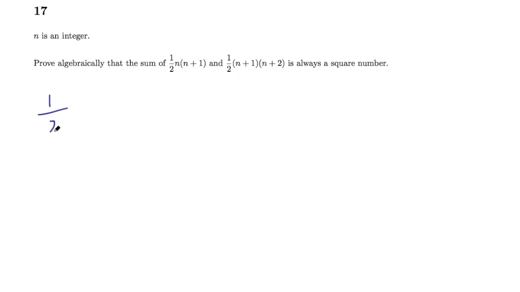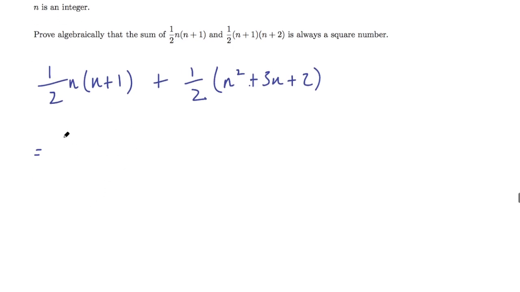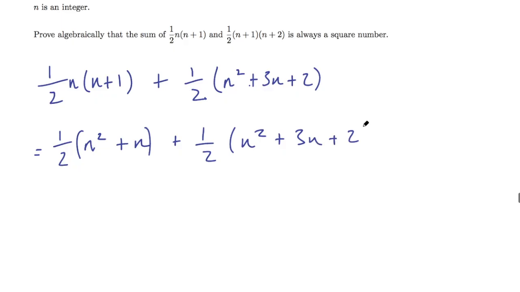So we've got half n bracket n plus 1 plus a half, and I'm going to actually expand these brackets out in my first step. So using FOIL I can expand those brackets and say n squared plus 3n plus 2 equals, and what I get here is a half, and I should have expanded these ones out as well actually, n squared plus n plus a half n squared plus 3n plus 2.